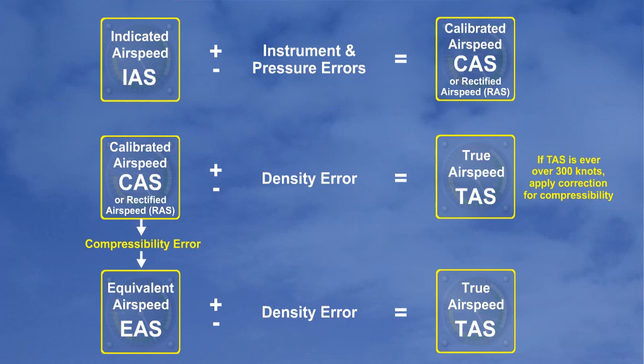The correction for compressibility error gives us equivalent airspeed, or EAS. The equivalent airspeed is the most accurate measurement of dynamic pressure, as it has been corrected for instrument, pressure, and compressibility error. However, in practice, it is rarely necessary to calculate the EAS in order to determine the TAS. This concludes the lesson.